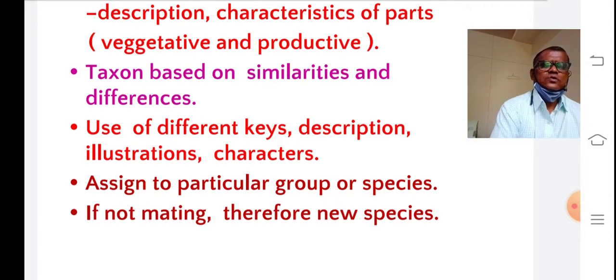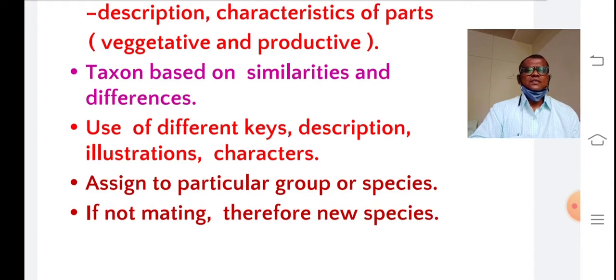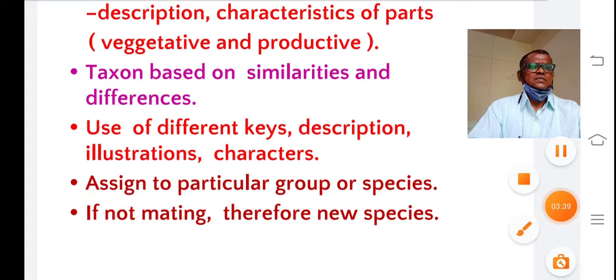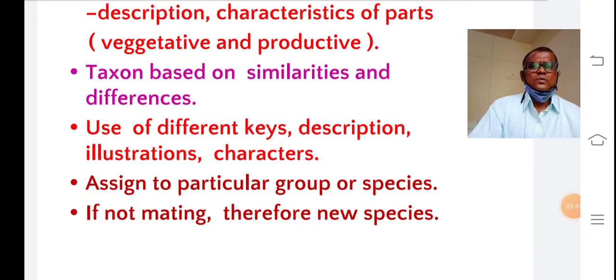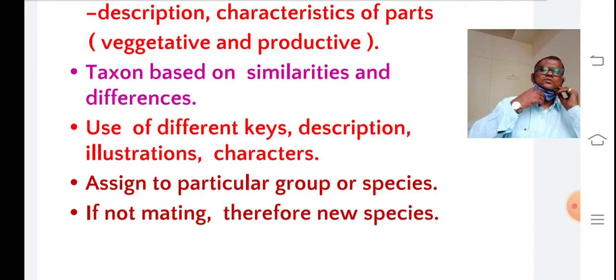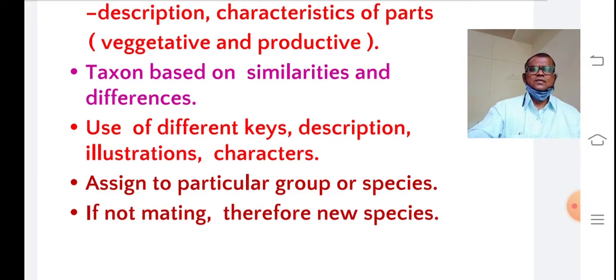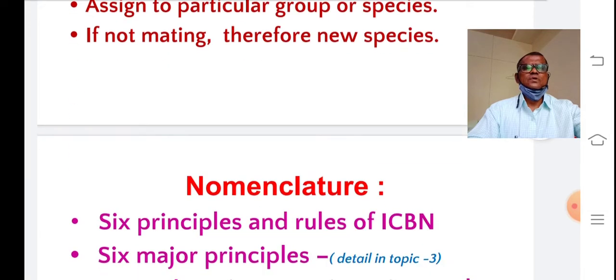Then description is there. As per the similar characters and as per the different characters, we may show the description. Then there are illustrations, that is, the comments, right? So we have to give the comments particularly. And secondly, there is the assignment to a particular group or species. If it is not matching, then it is a new species. What does not matching mean? Already there are reports and floras, and all characters are given in these books, and if the plant is not like this, then we have to call it a new species. So these are some characters for the identification.